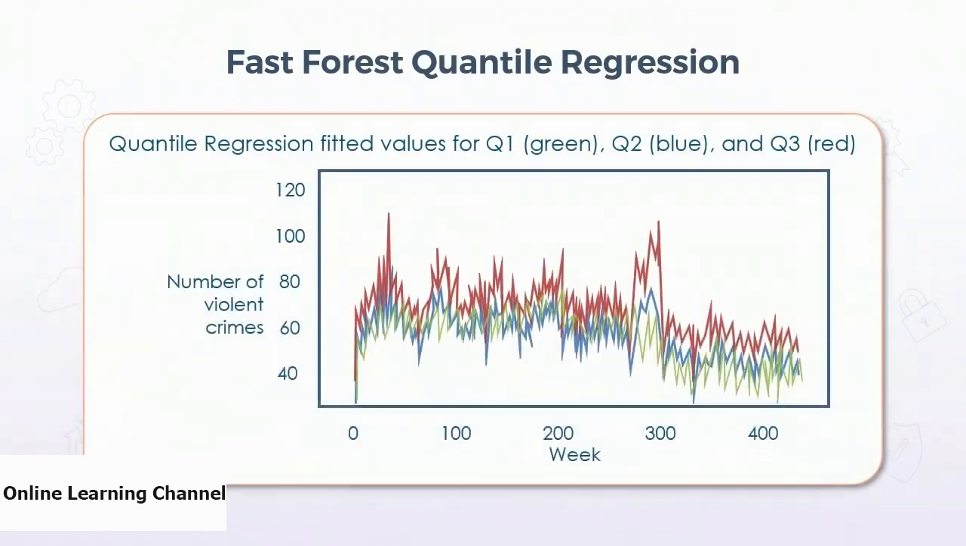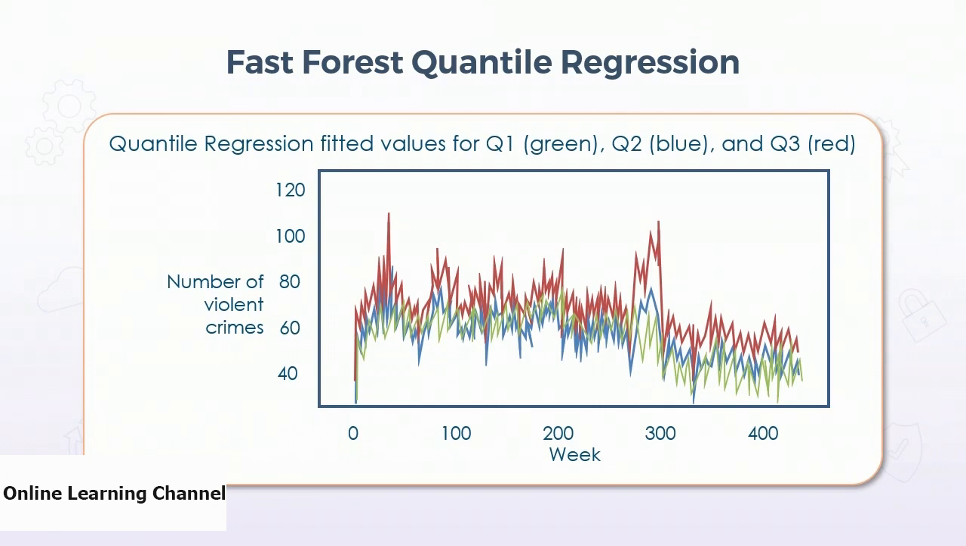Now the fast forest quantile regression strategy is about using data distribution to arrive at answers. So in this chart, we can see a chart of violent crimes over a certain number of weeks. For each week, we put the data into quantiles. Now, each quantile is then averaged for that week and charted. And this lets you see where the spikes are in your data and where there aren't.